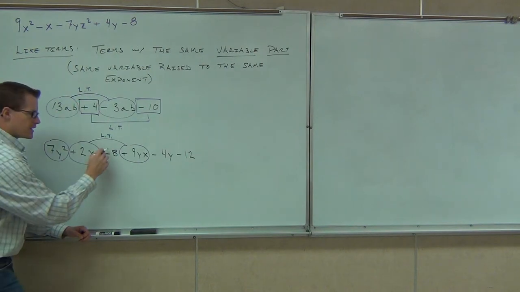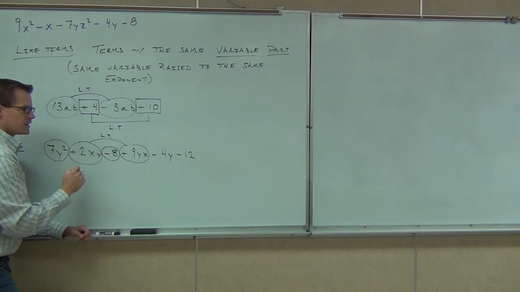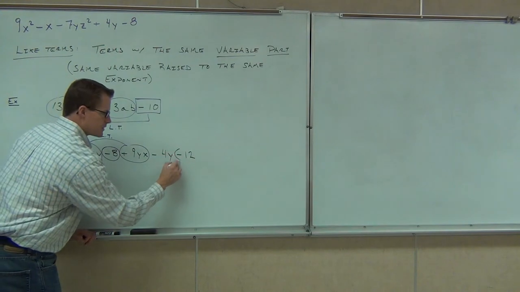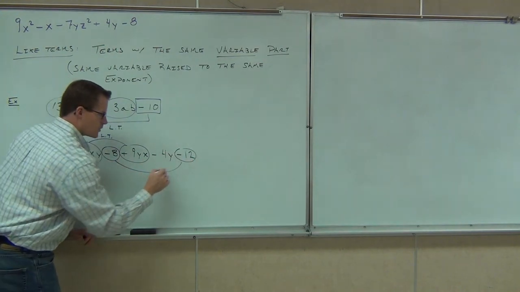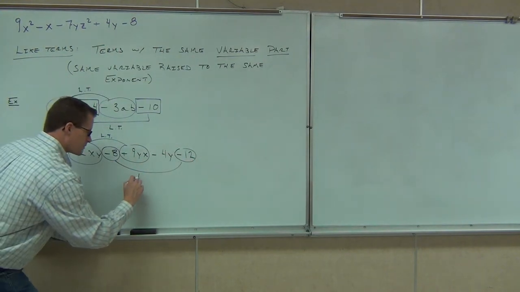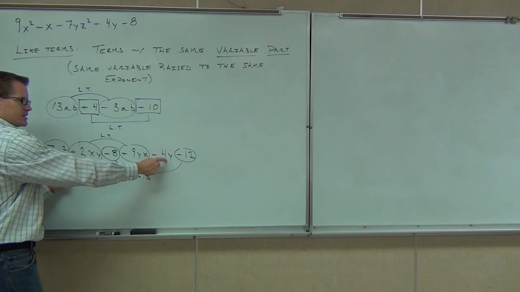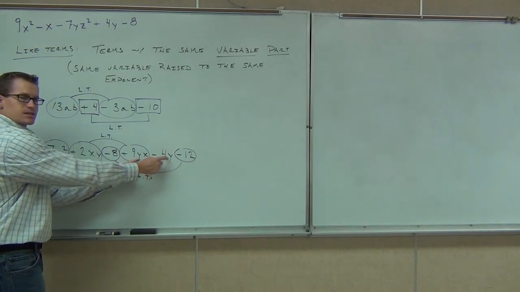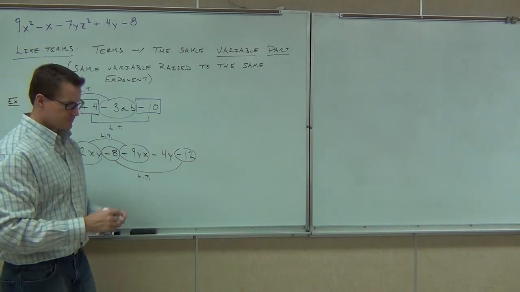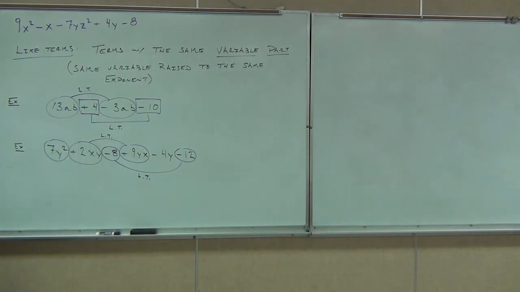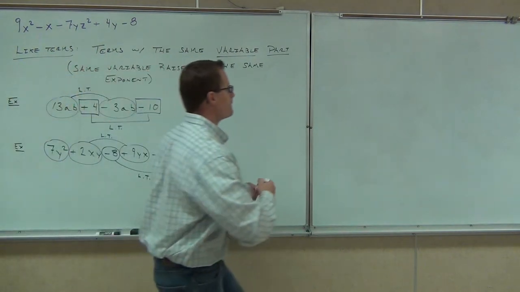Let's go ahead and talk about that negative 8. Is there anything with the negative 8? Negative 12. That's right. We do have that negative 12. Any numbers by themselves, any constant terms, are automatically like terms. How about the negative 4y? Anything with that? No. We already talked about that. That's not the same as these, because this has an x and this one doesn't. It has to be exactly the same. With that in mind, why don't you give one of these a try on your own, and then we'll talk about how to combine them.